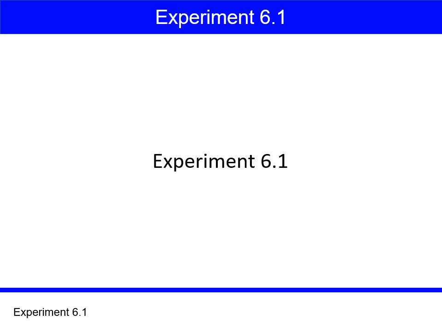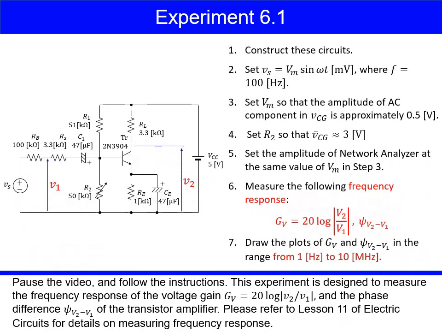Experiment 6.1. Pause the video, and follow the instructions. This experiment is designed to measure the frequency response of the voltage gain GV equals 20 times log V2 over V1, and the phase difference psi between V2 and V1 of the transistor amplifier. Please refer to Lesson 11 of Electric Circuits for details on measuring frequency response.